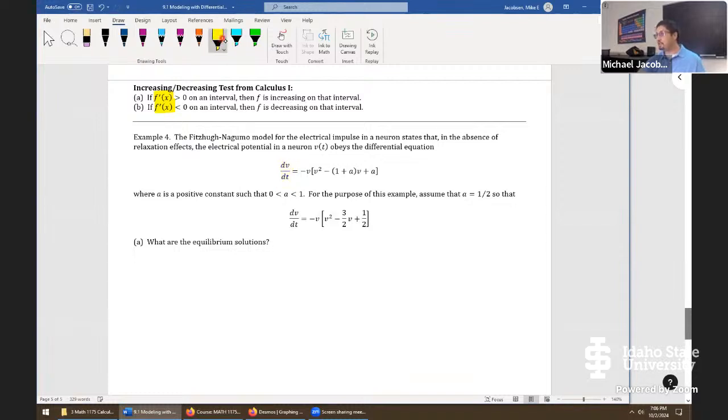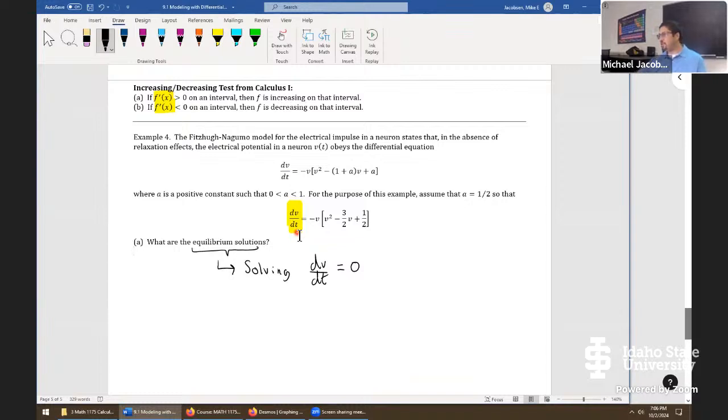Might as well change over the color coding with the highlighter. Part A is asking for the equilibrium solutions. And what we mean by that is an equilibrium solution occurs whenever the derivative of that function v comes out as 0. So in other words, anytime you see this in a problem, it means we're solving dv dt set equal to 0. So that's our equation to work with on this problem. Any questions at the moment, folks?